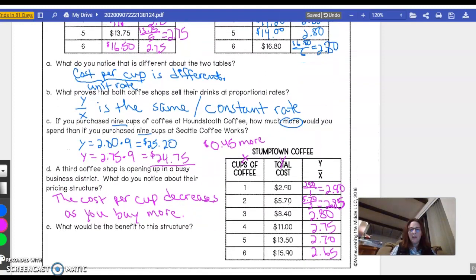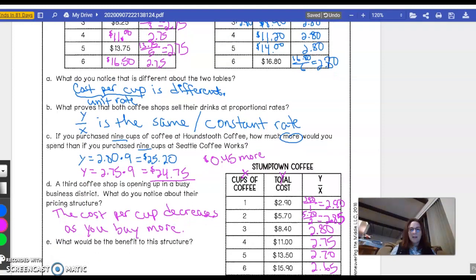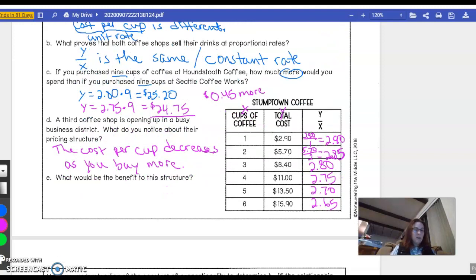If we can kind of look at all these here, I know it's kind of hard, but notice at 4 cups of coffee, $11 here, $11.20, $11 here. But at 5 cups, it's $13.75, $14, $13.50. At 5 cups or more, Stumptown coffee becomes cheaper. Stumptown coffee is cheaper.